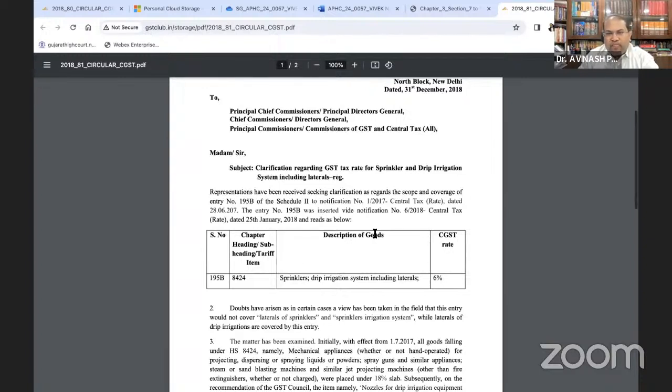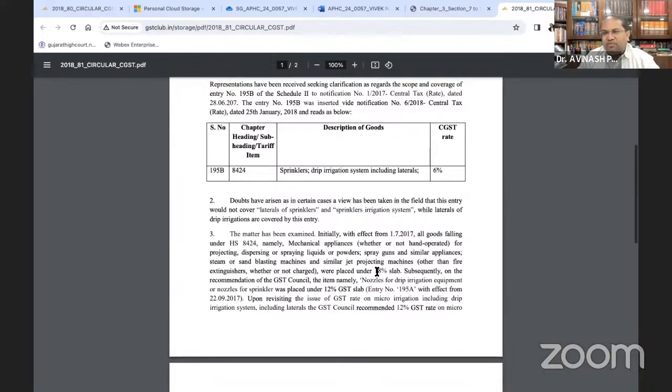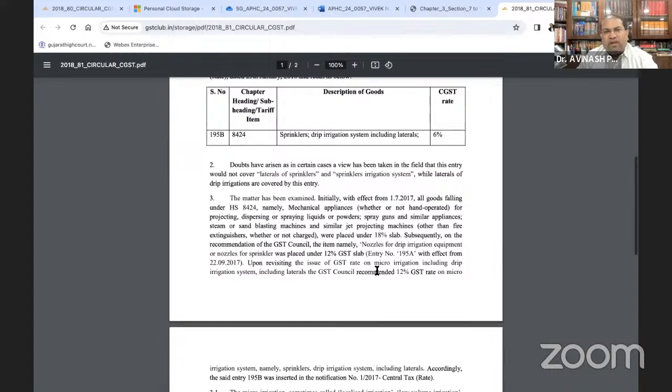So basically this entry 195B was inserted from 25th of January 2018, which is chapter heading number 8424, sprinklers, drip irrigation system, including laterals, which is taxable at the rate of 6% plus 6%, that will become 12%. Doubts have arisen as in certain cases a view has been taken in the field that this entry would not cover laterals of sprinklers and sprinkler irrigation system, while laterals of drip irrigation are covered in this entry. So meaning thereby there was a dispute whether the laterals of sprinklers and the sprinkler irrigation system will be covered in this entry or it will be only for the drip irrigation laterals.